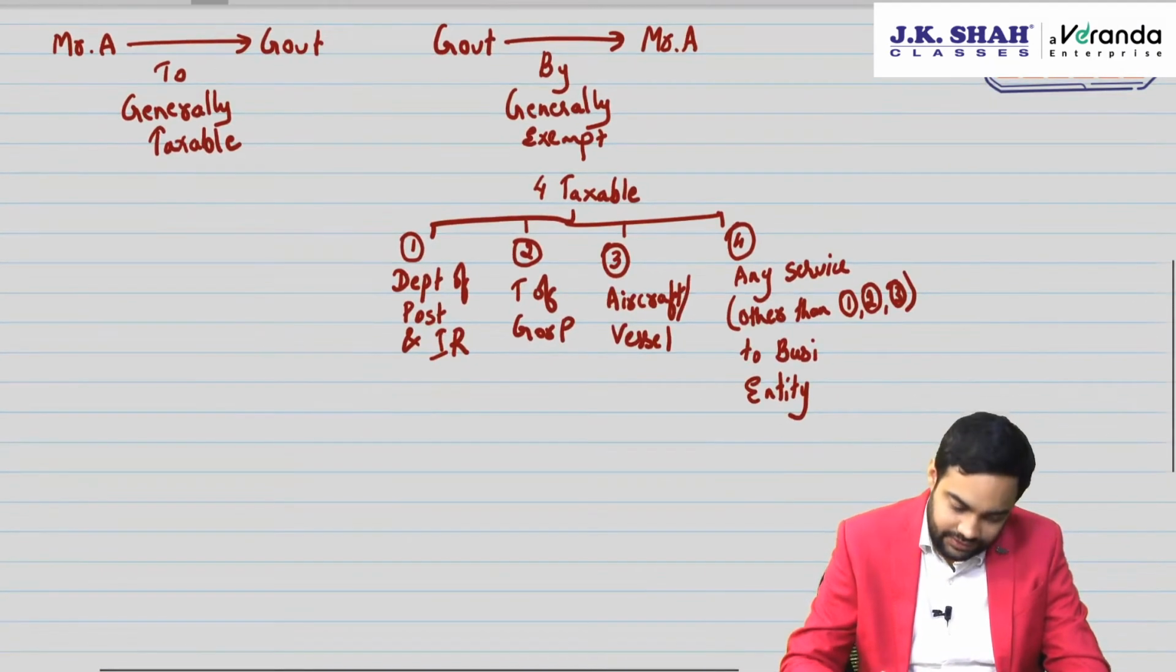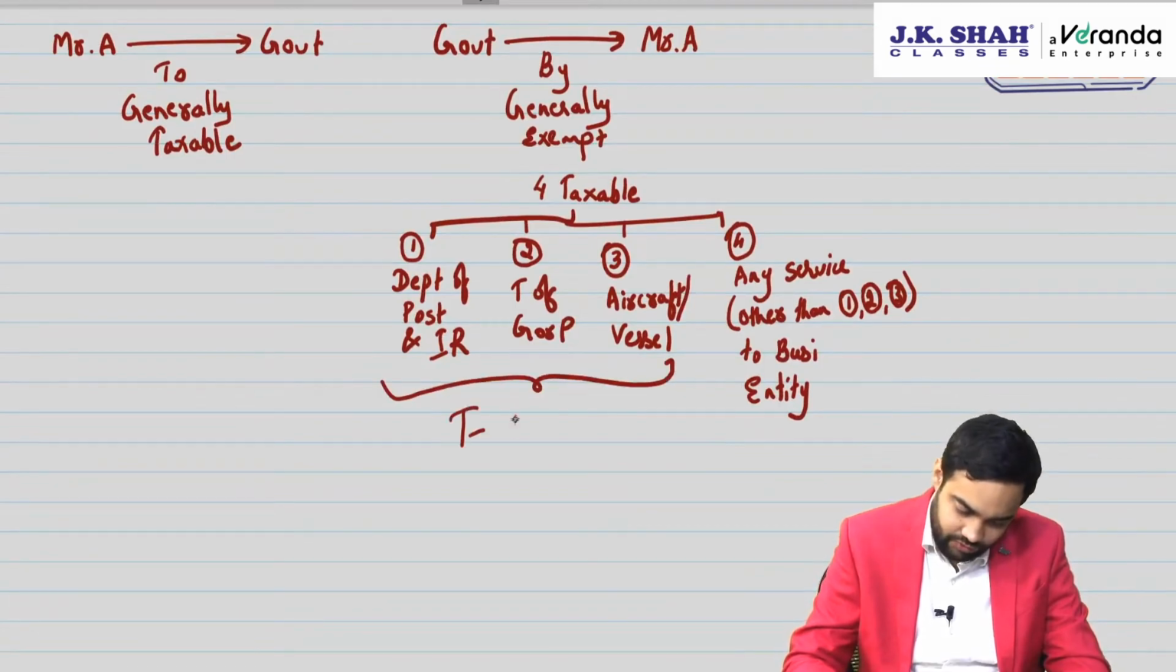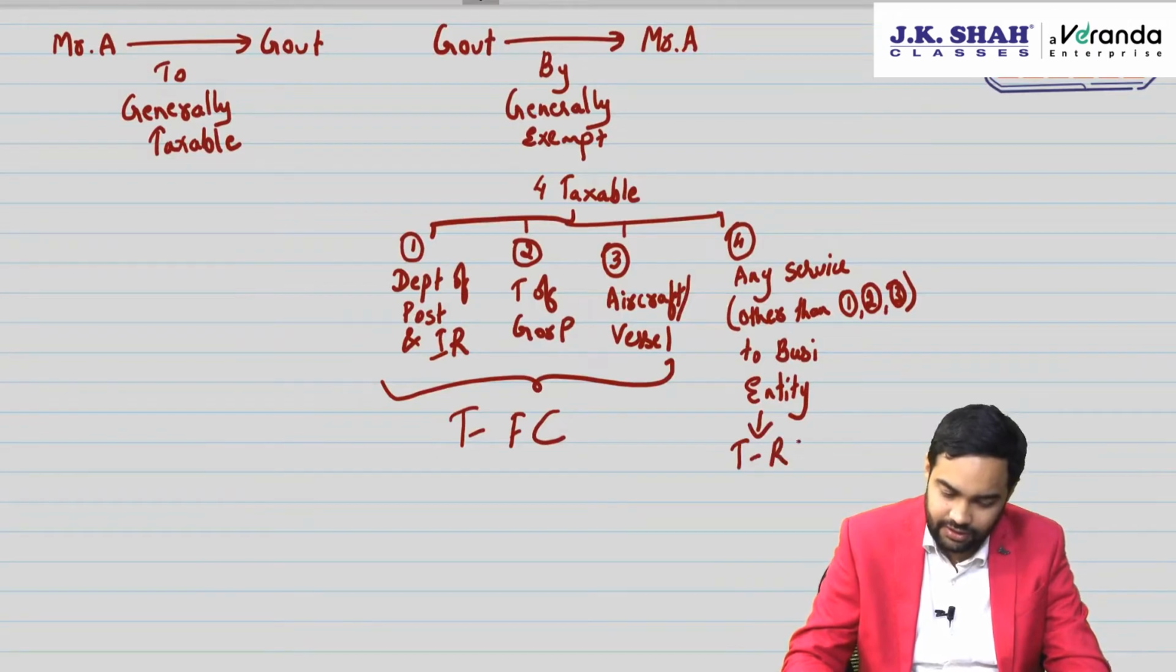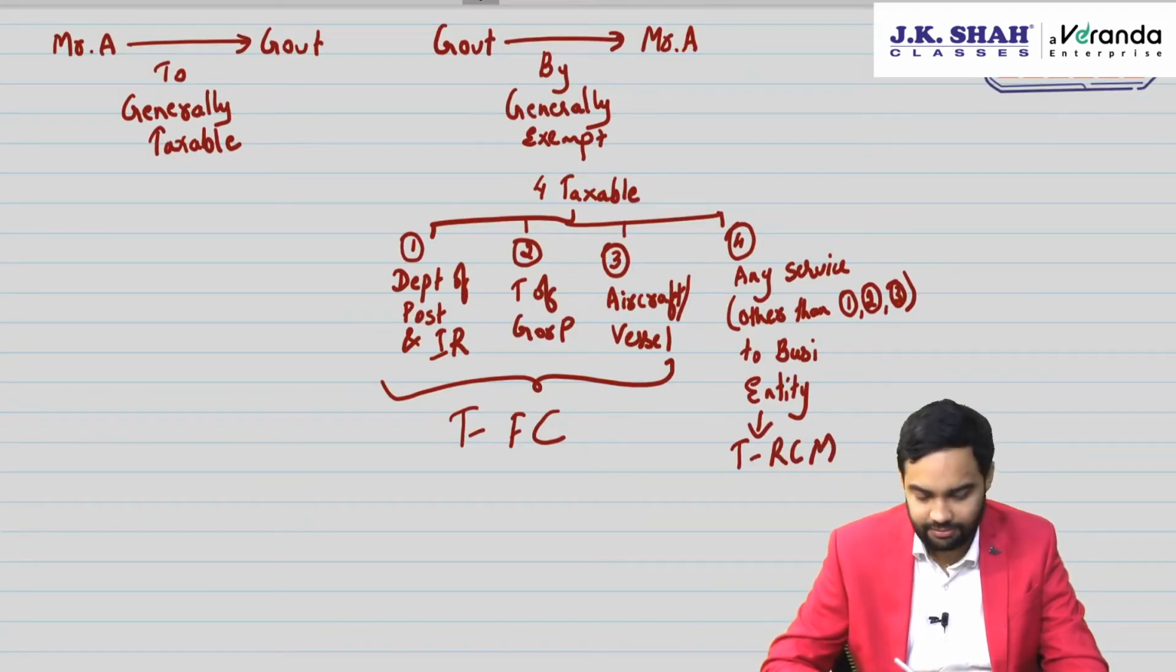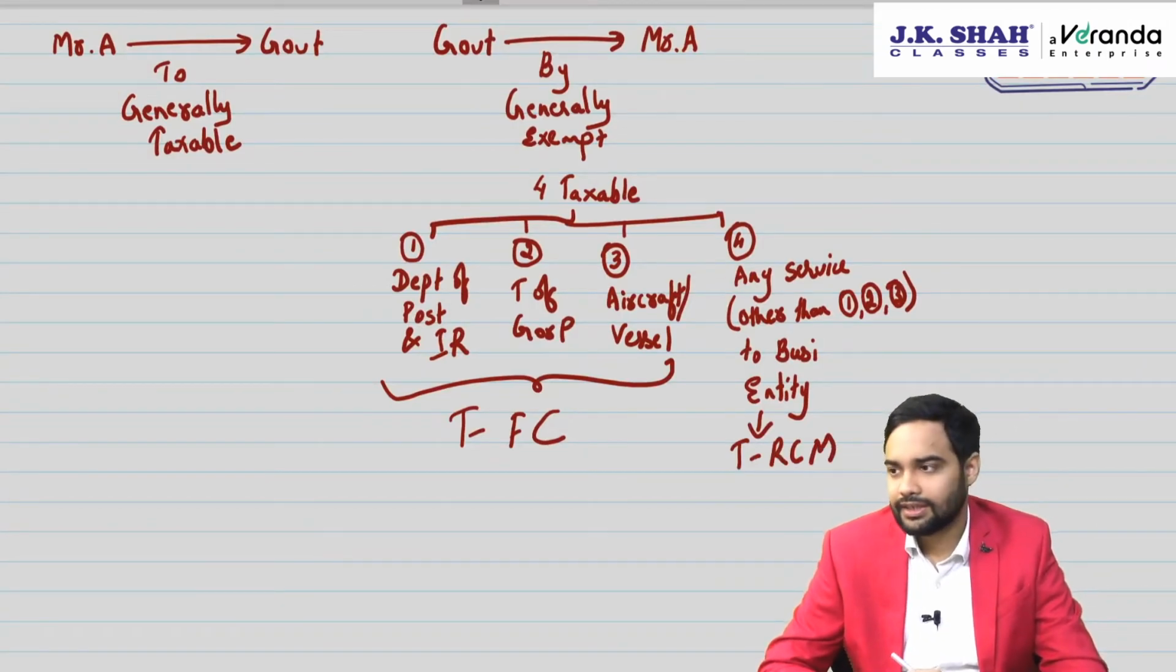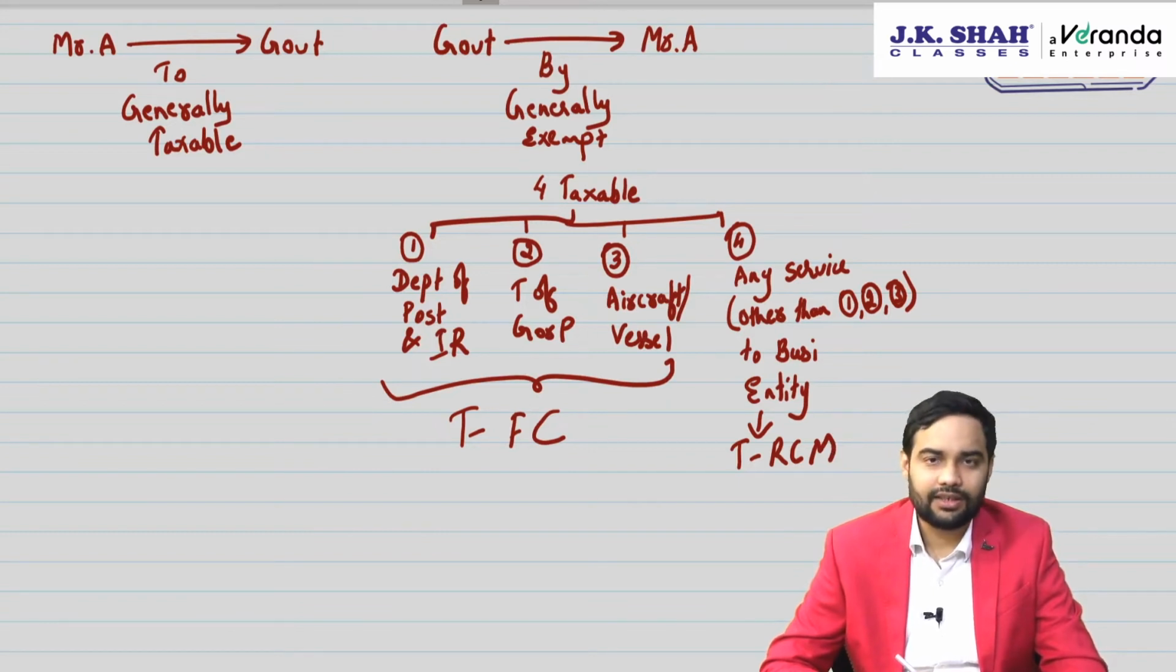So if it is provided to business entity, then it will be taxable. Now first 3 are taxable under forward charge, and this is taxable under reverse charge mechanism. So last one is taxable under reverse charge, first 3 are taxable under forward charge.